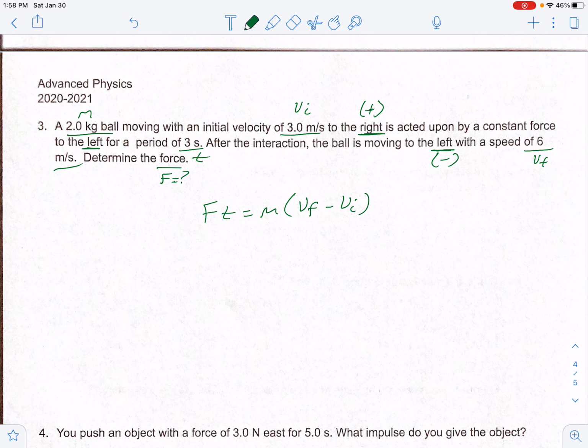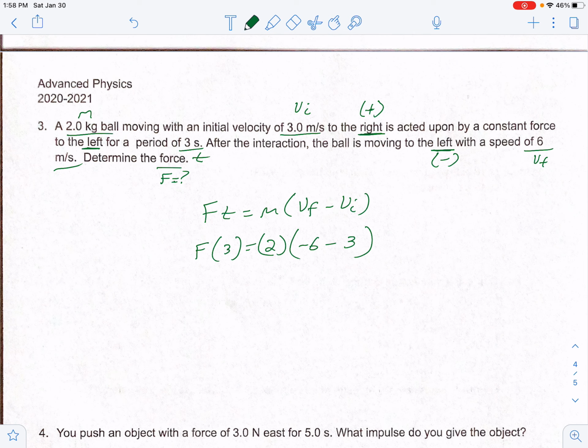Force I don't know, so I'm going to leave it as force. My time is 3 seconds. My mass is 2 kilograms. My VF, and this is where you have to be careful, is your final velocity was coming to the left at 6 meters per second, so this is going to be a negative 6. Minus your initial, which is a positive 3, so negative 6 minus 3. You have to really be careful with directions. So pick one to be positive and pick the other one to be negative.